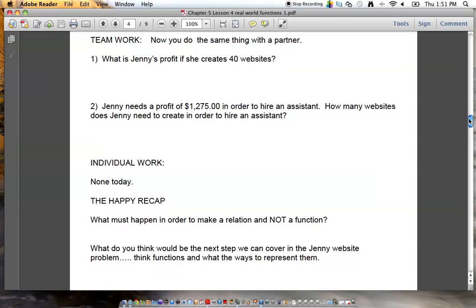All right. What is Jenny's profit if she creates 40 websites? So now you have to use your calculator, right? 125 times 40 minus 57.25. What do you get? So she's starting to make some money now, right?